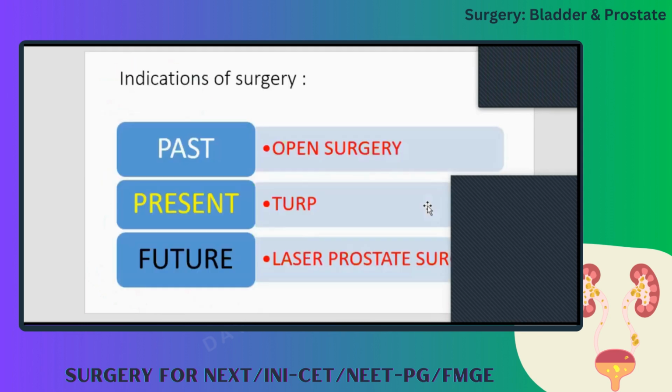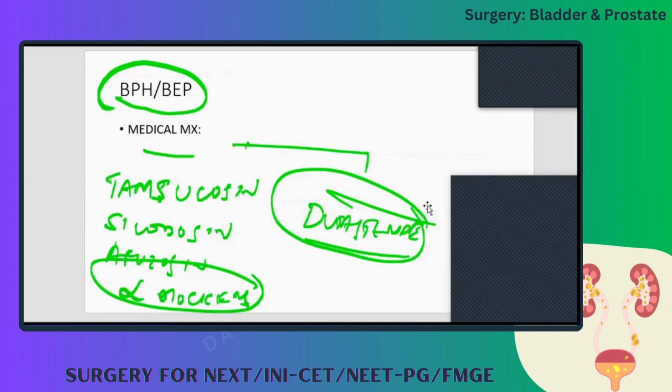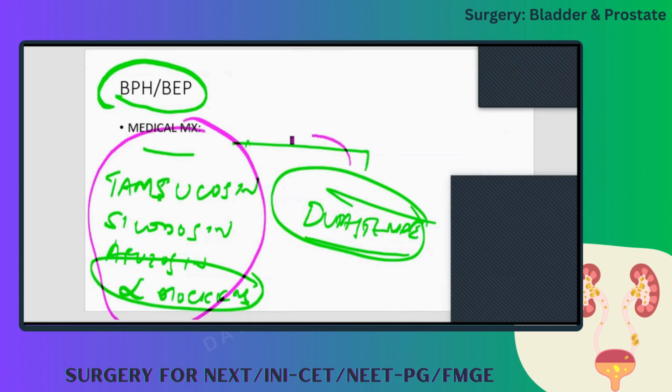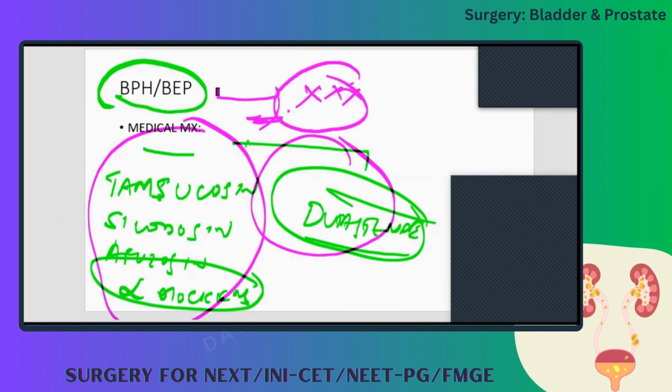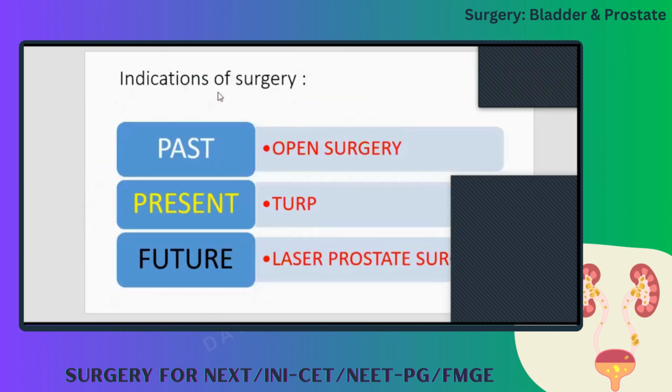Every patient will start on medical management only, no surgery at the front. If medical management fails, that means the symptoms are not improving, the patient is still having irritative symptoms and obstructive symptoms, then what is the next option? Surgery. We'll go for surgery.